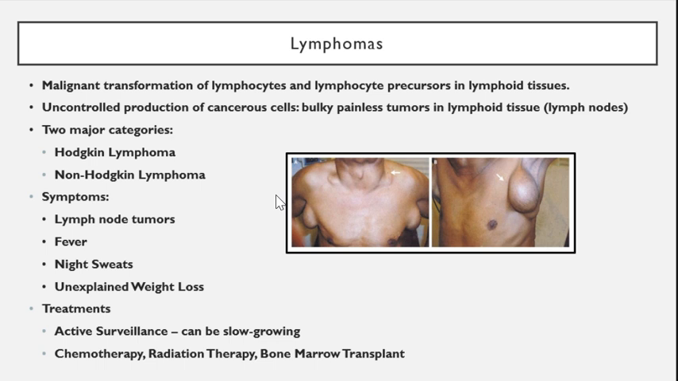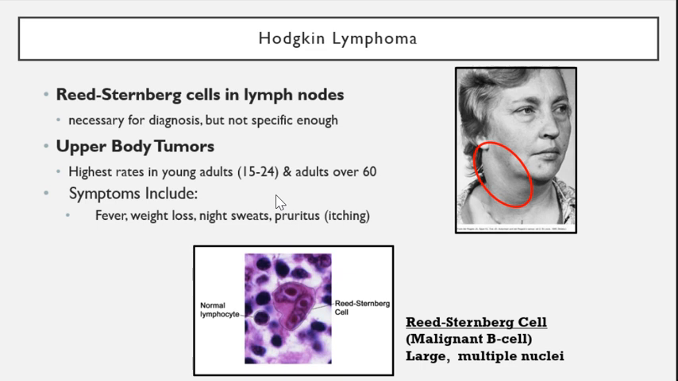Now symptoms include tumors, fever, night sweats, and then weight loss. Right, all the things associated with cancers already. And then you just want active surveillance. What's great about this is you can not only do bone marrow transplantation and chemotherapy like before, you can also do radiation therapy and target that specific site of wherever that lymph node is that is cancerous, right? So we're going to be talking about the two different types, Hodgkin's lymphomas and non-Hodgkin's lymphomas.